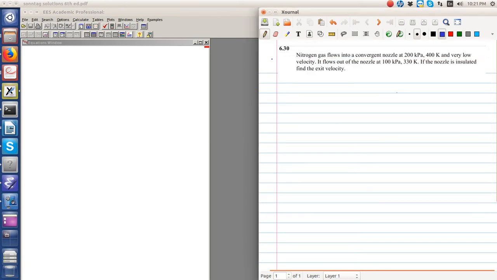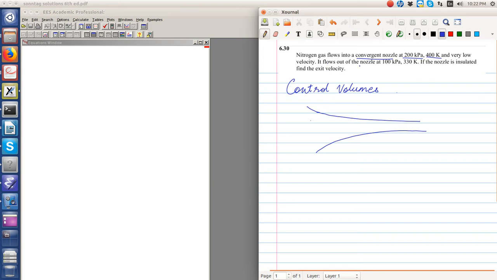Let's do problem 6.30 of Sonntag. This is a problem which deals with control volumes. We have nitrogen gas which is flowing into a convergent nozzle at 200 kilopascal and 400 Kelvin. So let us first draw a convergent nozzle.